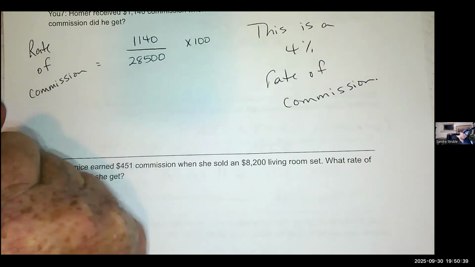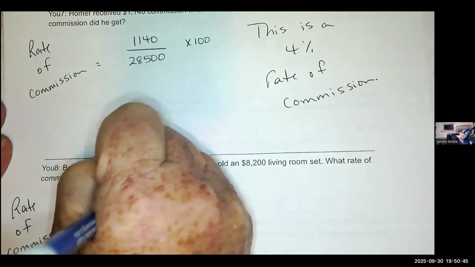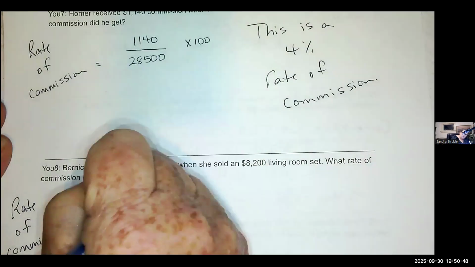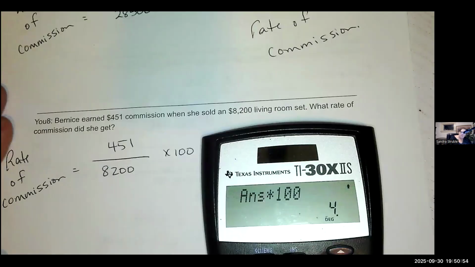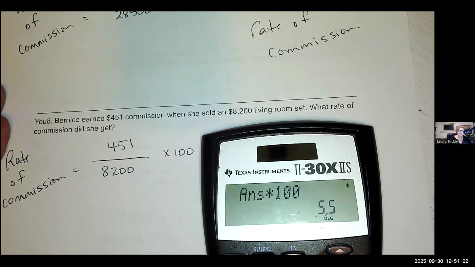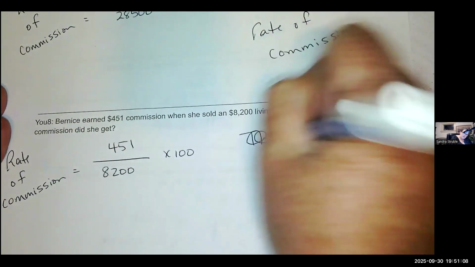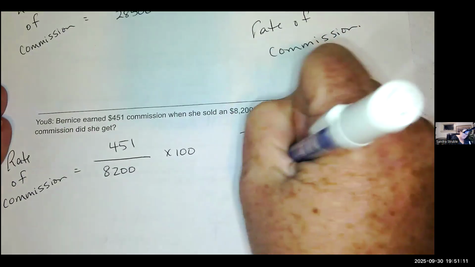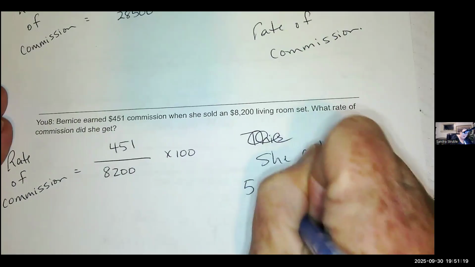For rate of commission, it is equal to 451. That's the dollar amount of her commission. The purchase price was $8,200. And then we need to change that to a percent. So 451 divided by 8,200 equals, and then change that to a percent by multiplying by 100 equals. And I got 5.5%. What rate of commission did she get? She got a 5.5% rate of commission.